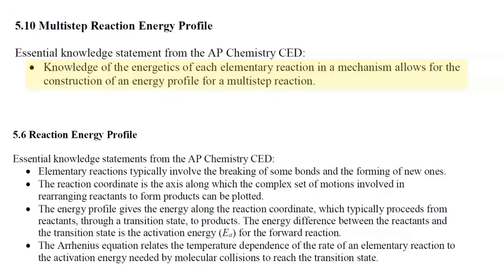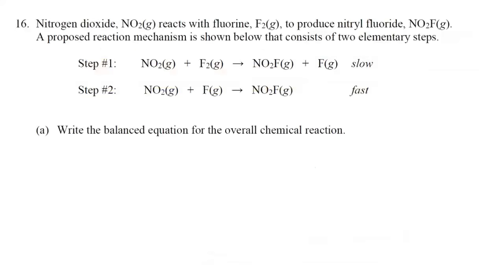So in topic 5.10, we're going to revisit some of those concepts about is it endothermic or exothermic, and talk about the activation energy, is it fast or slow. So this is question 16 in your packet. Nitrogen dioxide, NO2, reacts with fluorine, F2, to produce nitryl fluoride, NO2F. A proposed reaction mechanism is shown below that consists of two elementary steps. Part A, write the balanced equation for the overall chemical reaction.